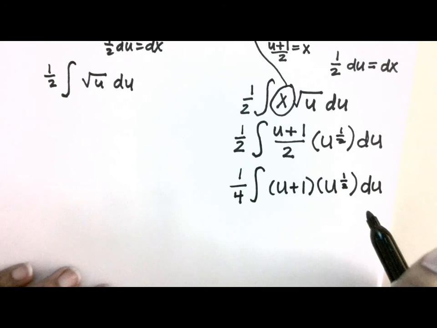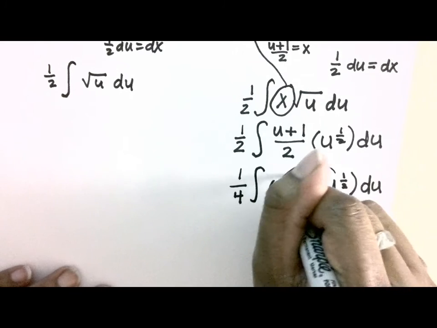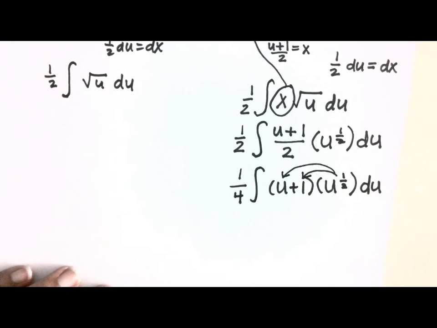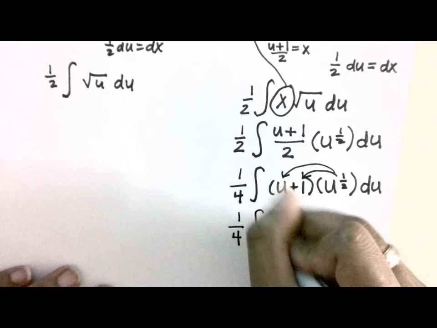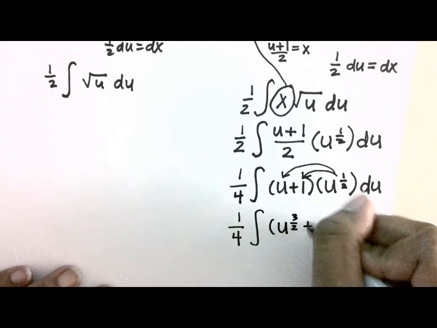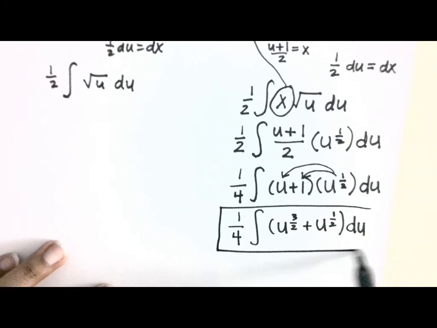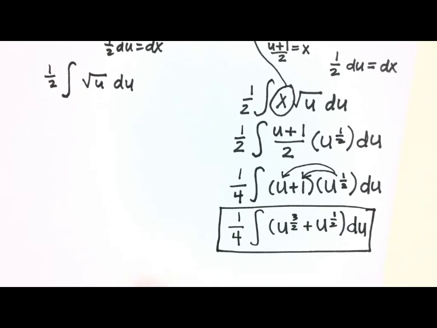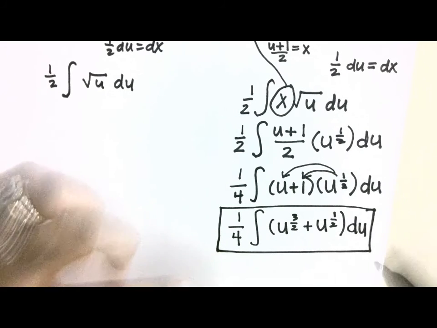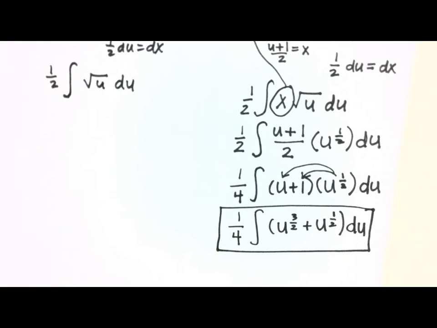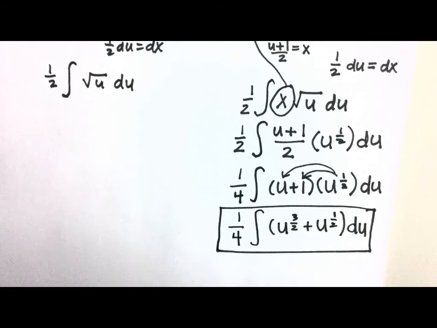Now what do I do to this u to the half? Distribute. Yep, so 1/4 integral u to the 3/2 plus u to the half du. Still not solving yet, because we need to know how to use our algebra to get here before we do this algebra to solve. So we've now got two different integrals: just normal u sub, and u sub with change of variable. You've got to be able to know the difference. And then there are integrals where u sub doesn't happen.